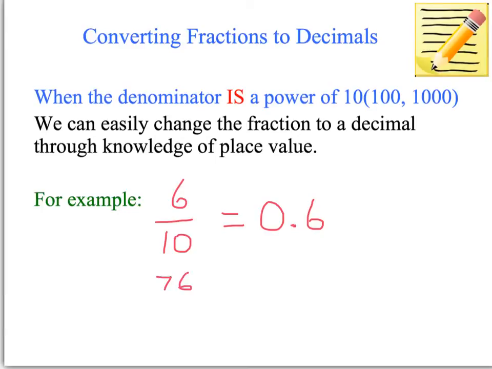I can do hundredths, just say I had 76 hundredths, and that would be 0.76 because I know all about place value. So that's something you should all know, just a little refresher for you.